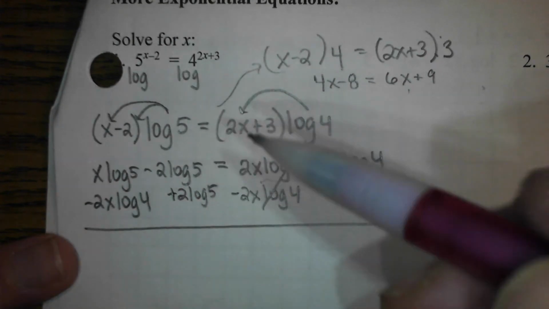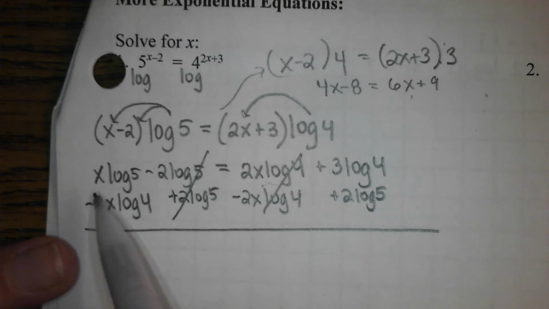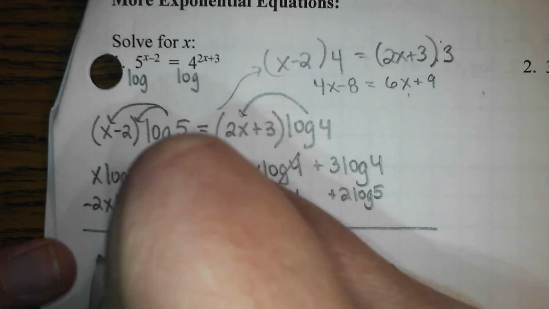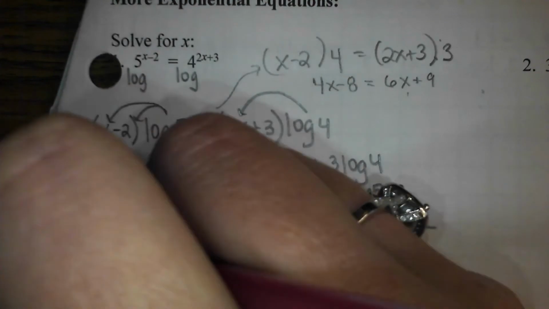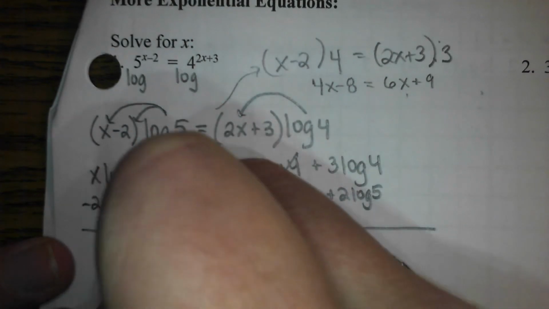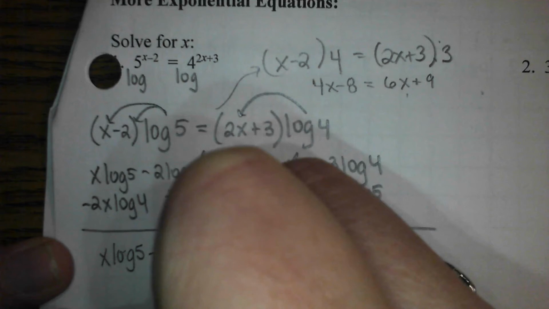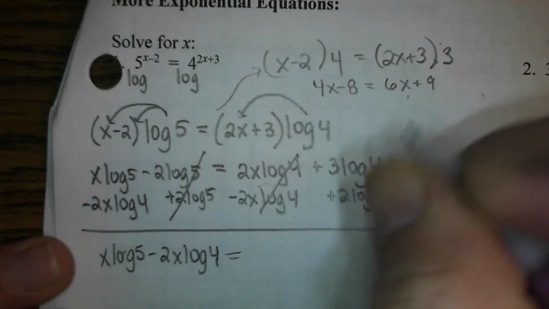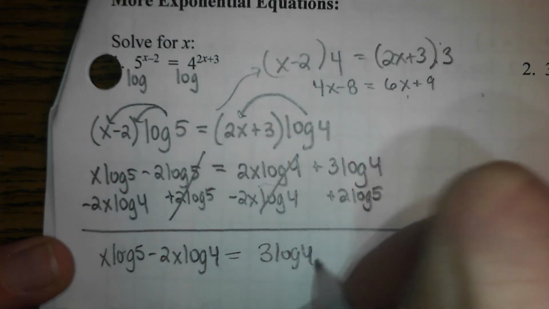To the right. So these, are they combinable or no? No, because one's log 5, one's log 4. So x log 5 minus 2x log 4 equals 3 log 4 plus 2 log 5.